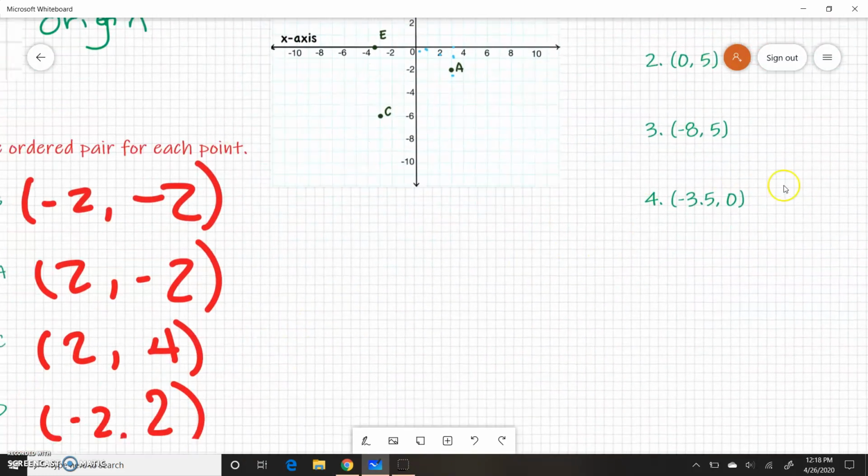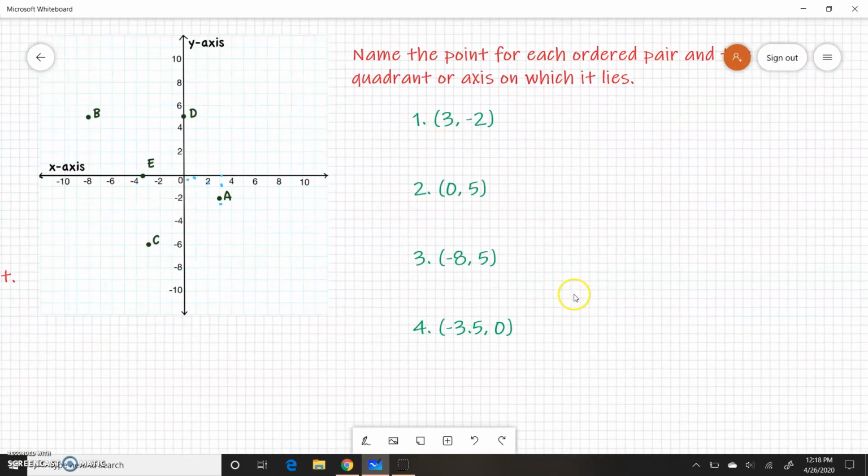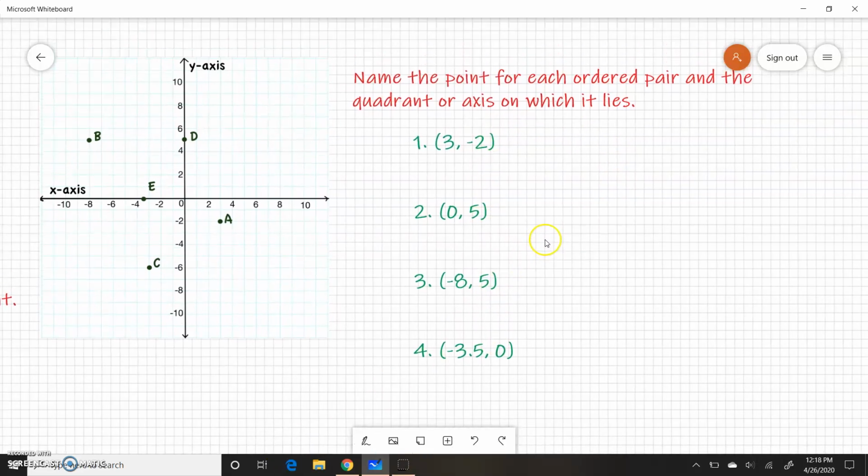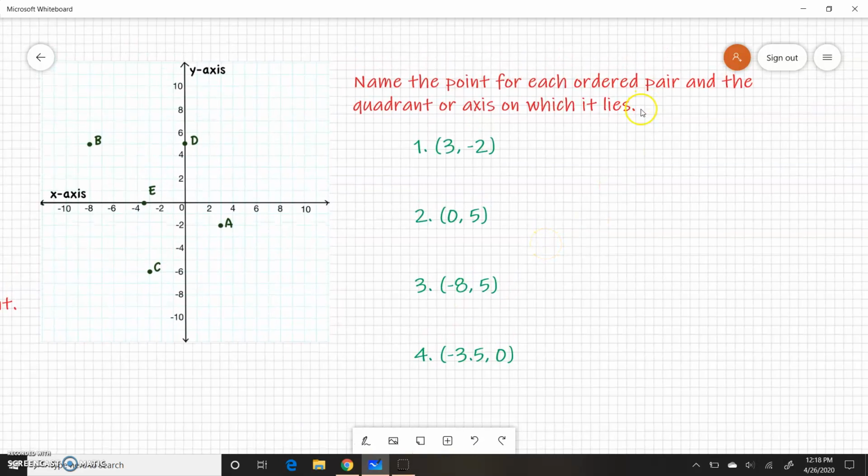And then you'll have a section like what is right over here. They will give you a graph similar to what we have on the left side of the screen here. And they will give you ordered pairs. And then what they'll ask you to do in the directions, let me pull it down so we can read it. It says, name the point for each ordered pair and the quadrant or axis on which it lies. So there's 2 things. First it says name the point. So that means what letter is it? And then what quadrant or axis. Where is it? What quadrant or axis is it on?